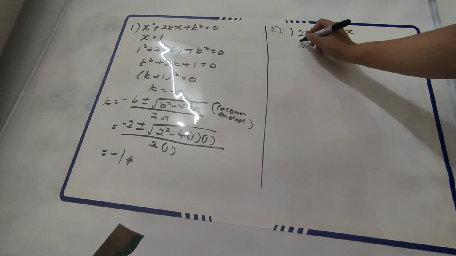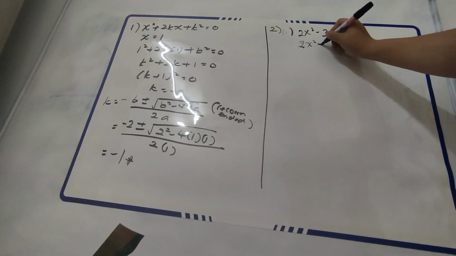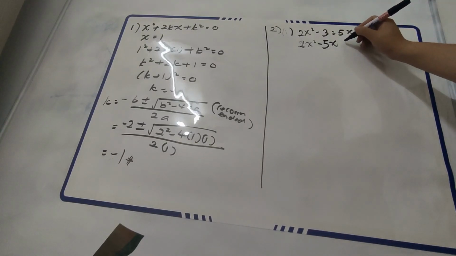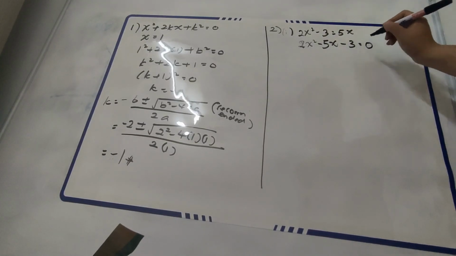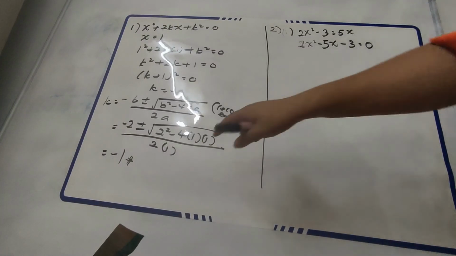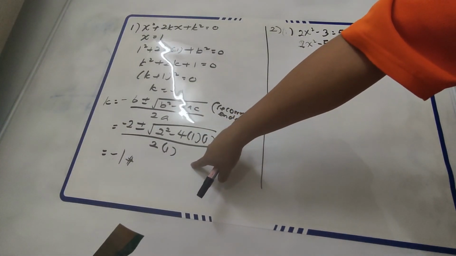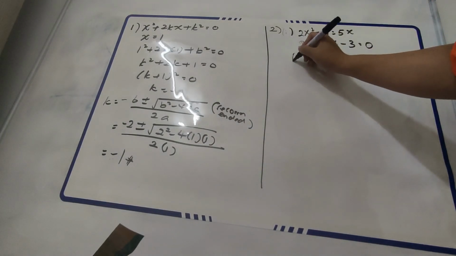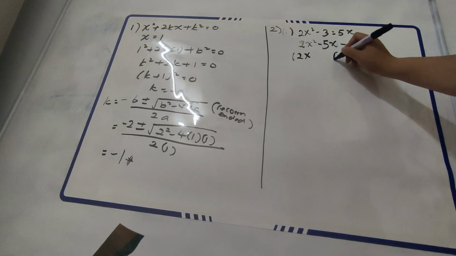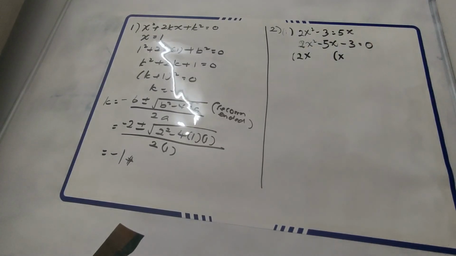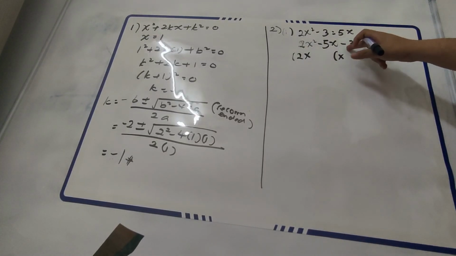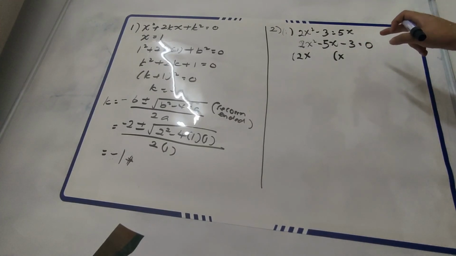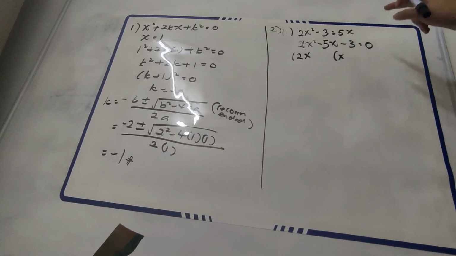2x squared minus 5x minus 3 equals 0. So here you can use the quadratic formula, or if you know how to do the factorization, it's very easy. 2x times x is equal to 2x squared. So minus 3 is equal to minus 3 times 1, or 3 times minus 1.